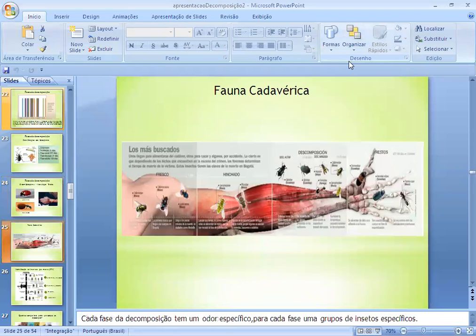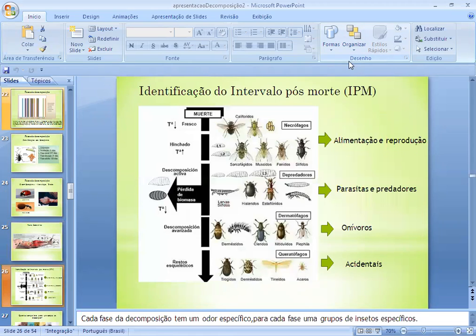And all right, so here are the Diptera and the Coleoptera and in which stage of the decomposition each appears. And here I have how to identify the postmortem interval. It is used by the experts to identify it. Basically, the first two stages are for oviposition and reproduction, and usually there are four stages. Basically that's it, there is no secret in these steps.